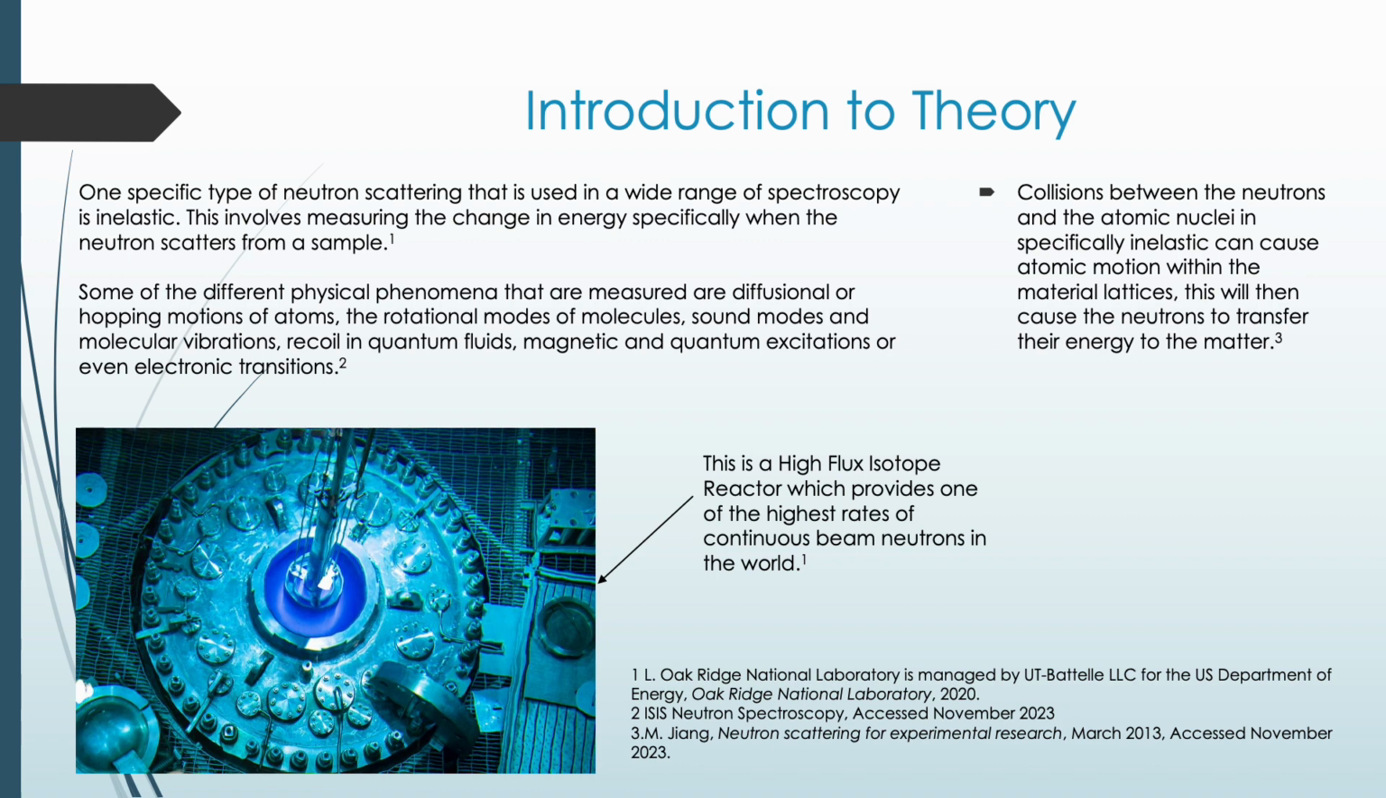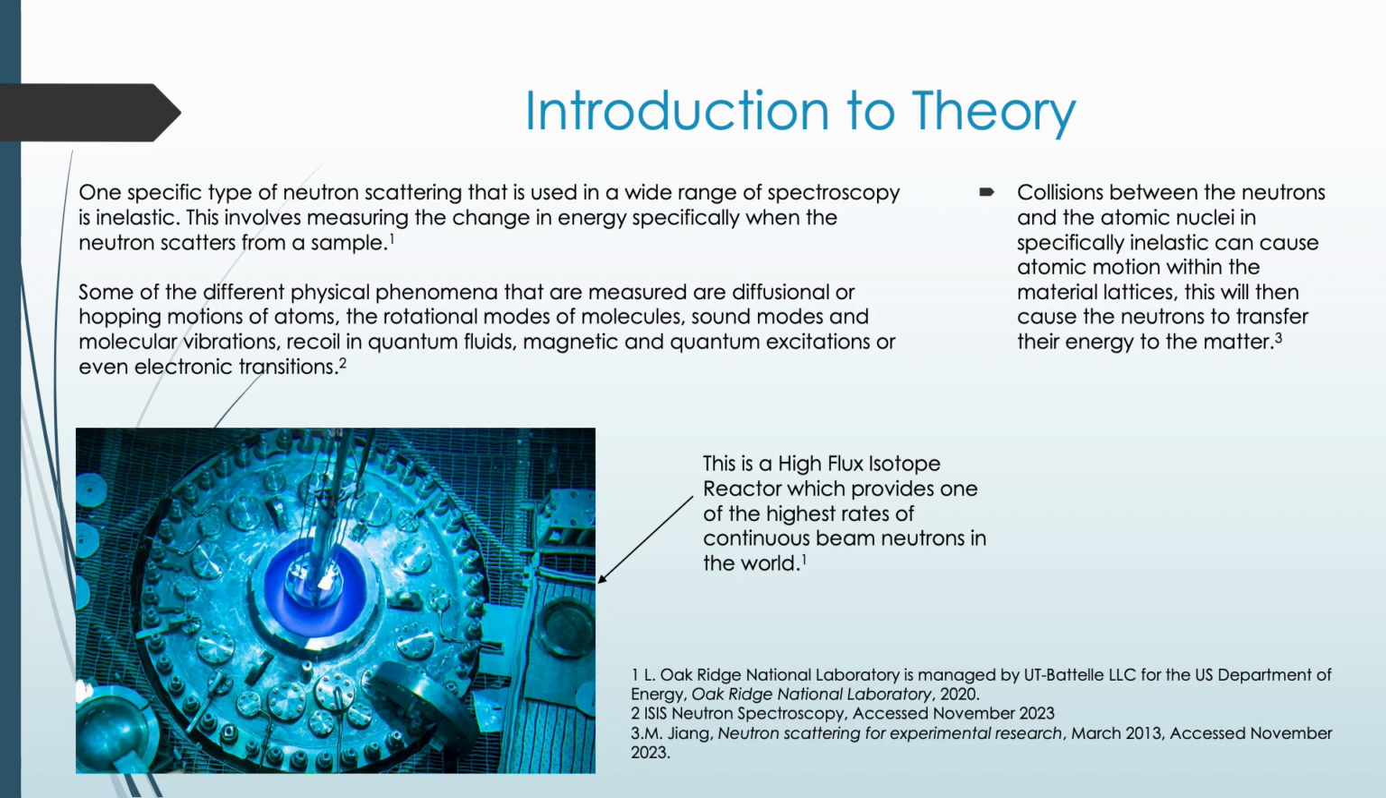Collisions between the neutrons and the atomic nuclei in specifically elastic can cause atomic motion within the material lattices. This will then cause the neutrons to transfer their energy to the matter. This is how the energy states are measured, as when the neutrons transfer their energy to the matter, they're able to be recorded in the change. By measuring and detecting these energy shifts, much information can be determined and gathered about the fundamental atomic structure and motions taking place.